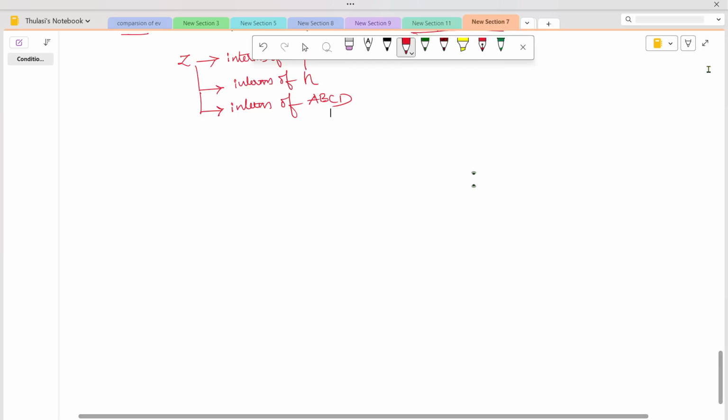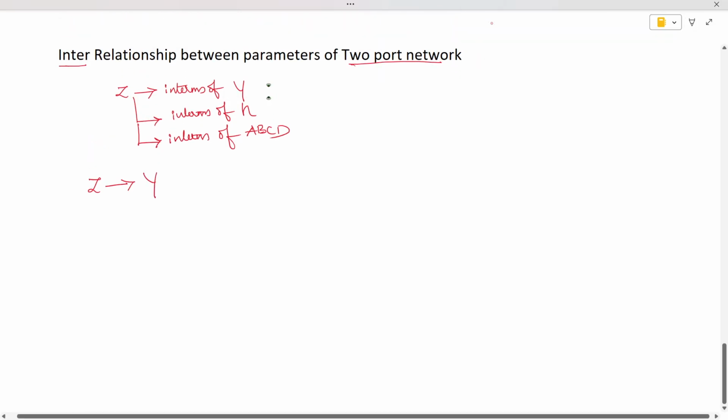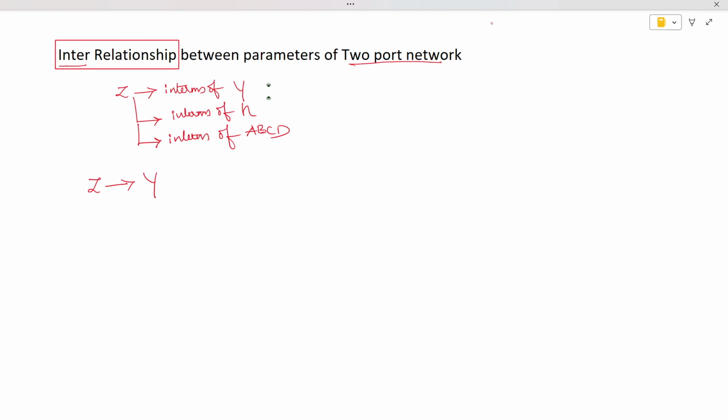how to write down z parameters in terms of y parameters. It's very important. This is called interlinking or the interrelationship of the two-port network. Okay, so we want to write down z in terms of y. So z is equal to 1 by y, that is equal to y inverse.